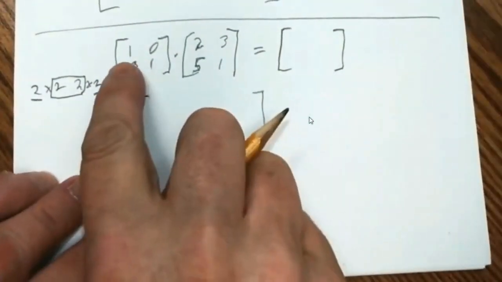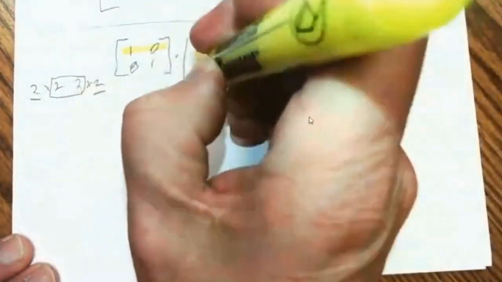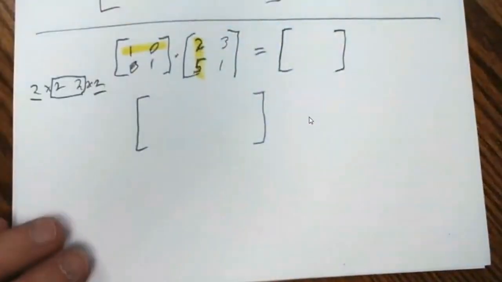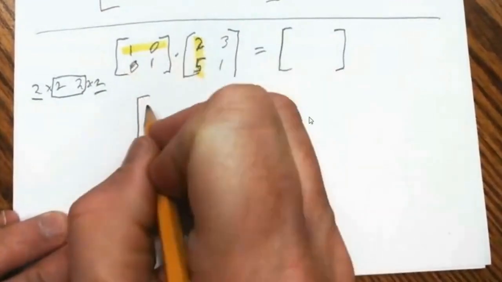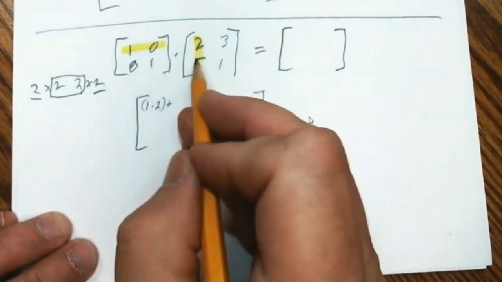Now let's do the math. Remember, we start out with the first row multiplied by the first column. 1 times 2 plus 0 times 5.